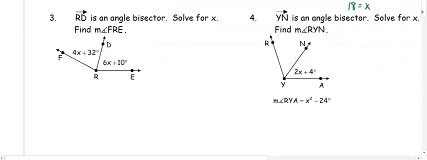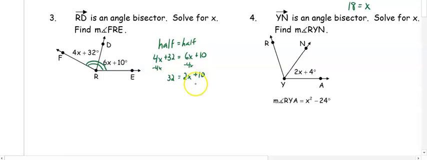In number 3, we have that RD is an angle bisector. So again, I'm going to label that my angles are bisected. Solve for x and find the measure of angle FRE. So if our angle is bisected, we have a half angle and a half angle. So remember, our half is equal to a half. So we have 4x plus 32 is equal to 6x plus 10. We can subtract 4x from both sides. 32 is equal to 2x plus 10. Subtract 10 from both sides. 22 is equal to 2x. When we divide by 2, x is 11.